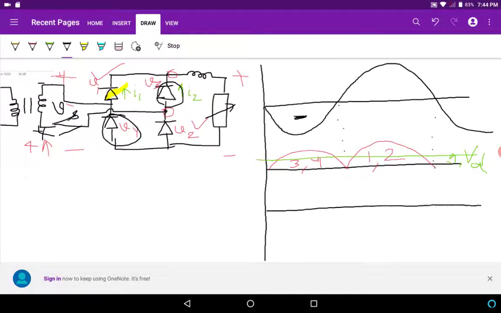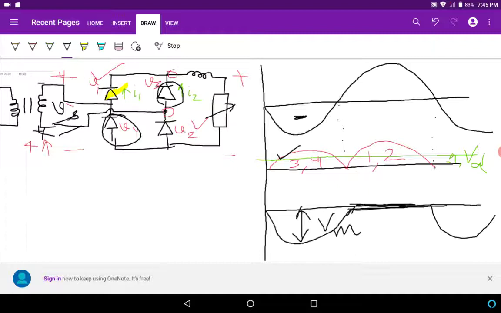So if I try to draw the waveform during this period when valves 3 and 4 are conducting, the voltage across valves 3 and 4 will be 0. The voltage across valves 1 and 2 will be minus Vm, the maximum voltage. Then it will be 0, like here, there will not be any voltage. Once again it will become minus Vm. So this peak value is Vm. So the peak inverse voltage in this case is Vm.